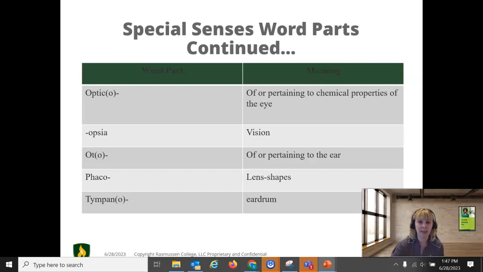And lastly, the suffix opsia. So again, probably a good idea for you to know those, not only for course projects, but also for your quiz this week.